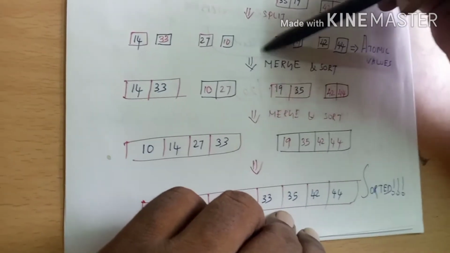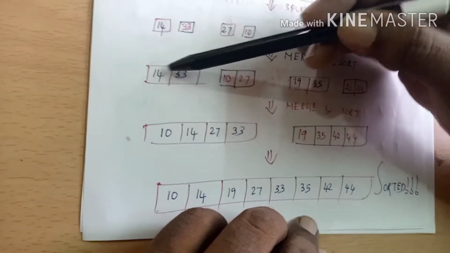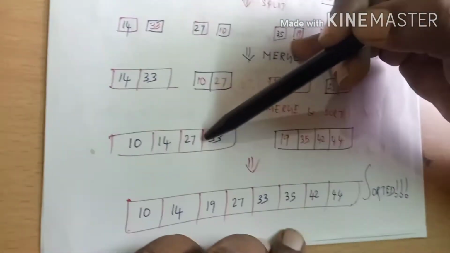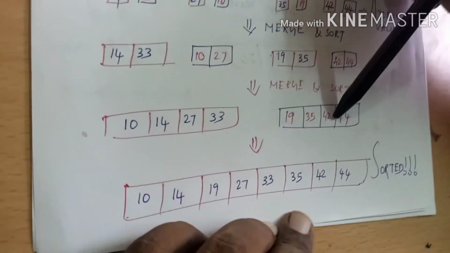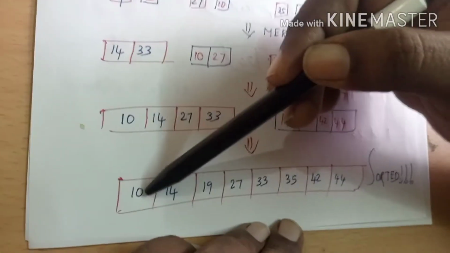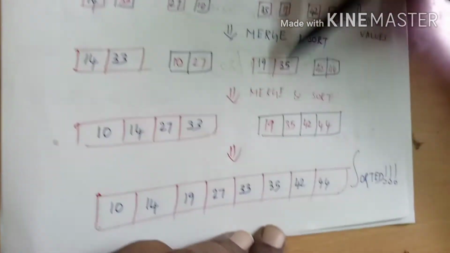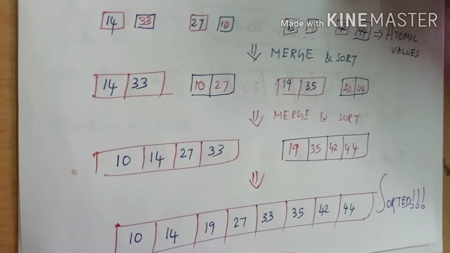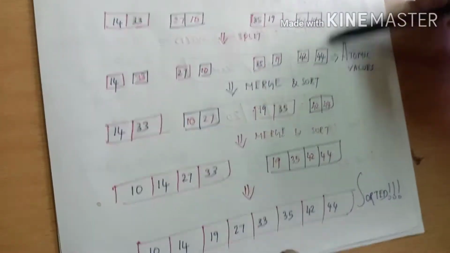Now you are doing the merge. We merge these 4 into correct order. So we have 14, 33, 10 and 27. Arranged, it becomes 10, 14, 27 and 33. Now you take the next 4 elements and arrange them, and you will have 19, 35, 42 and 44. Now you merge these two. Now you can see the elements arranged in sorted order. So this is the merge sort algorithm. Initially we divide into 2 halves, and then again we divide into 2. We repeat the division process until we get the atomic values.